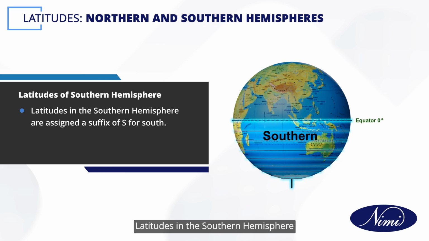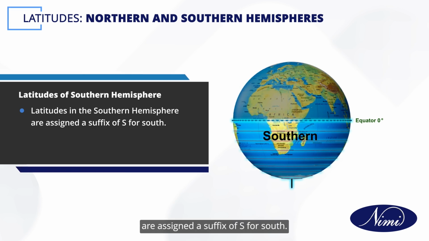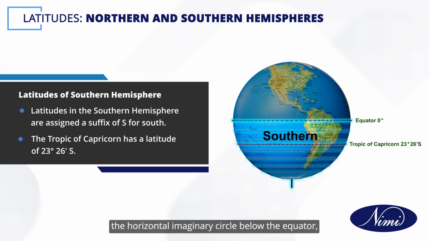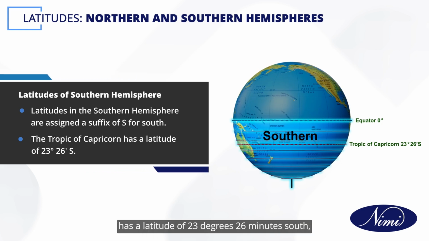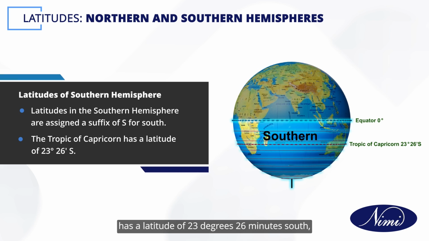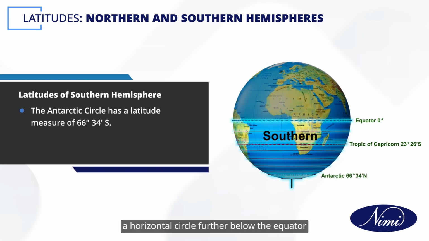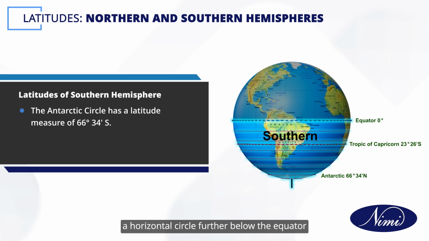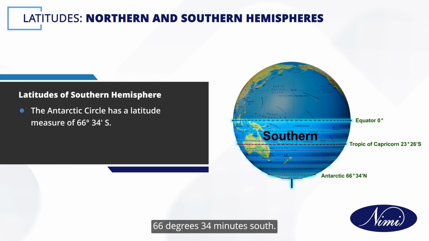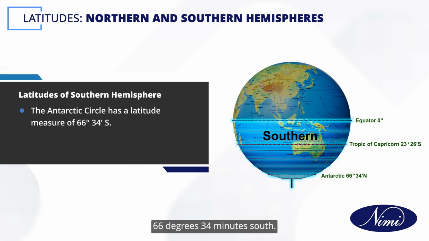Latitudes in the southern hemisphere are assigned a suffix of S for south. Thus, the Tropic of Capricorn, the horizontal imaginary circle below the equator, has a latitude of 23 degrees 26 minutes south, and the Antarctic Circle, a horizontal circle further below the equator and nearer to the South Pole, has a latitude measure of 66 degrees 34 minutes south.